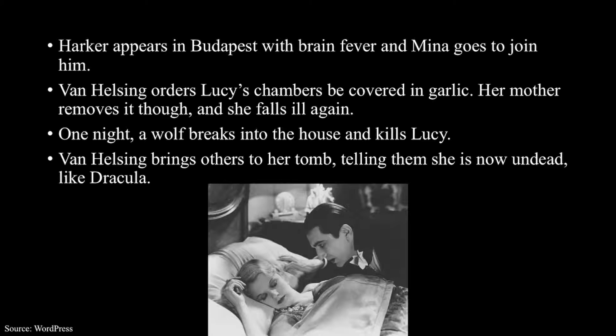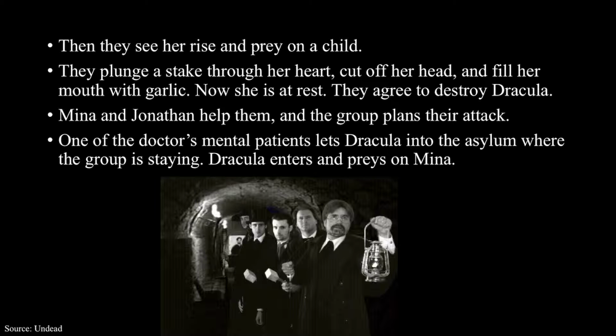Harker appears in Budapest with brain fever, and Mina goes to join him. Van Helsing orders Lucy's chambers to be covered in garlic, and her mother removes it though, and she falls ill again. One night, a wolf breaks into the house and kills Lucy. Van Helsing brings others to her tomb, telling them now she is undead like Dracula.